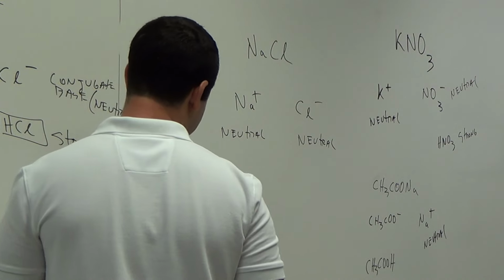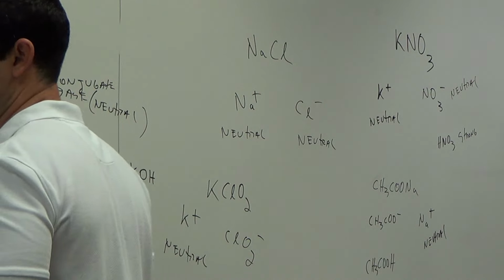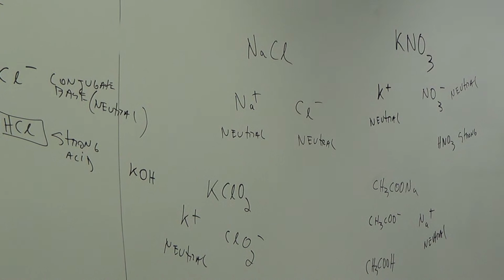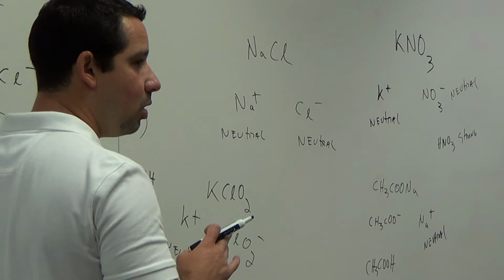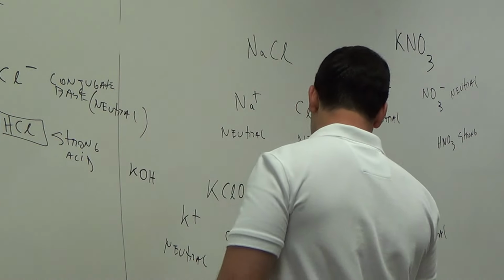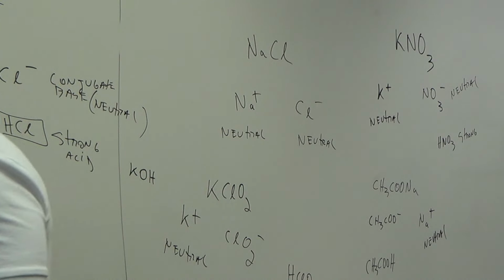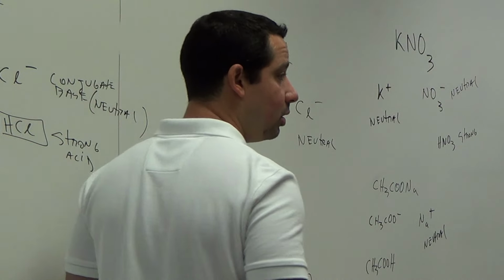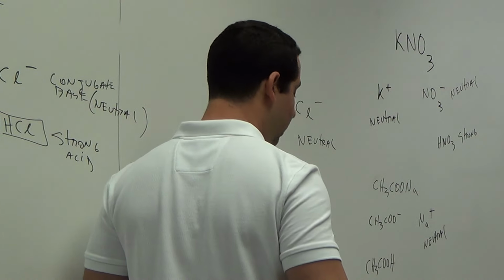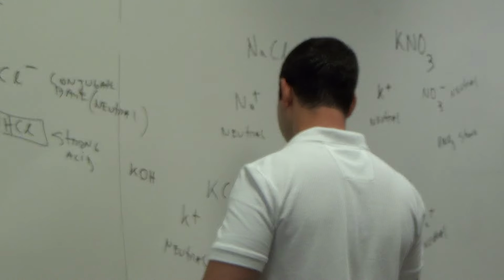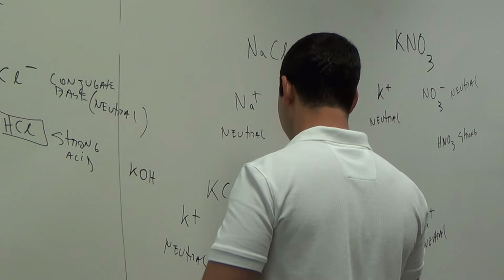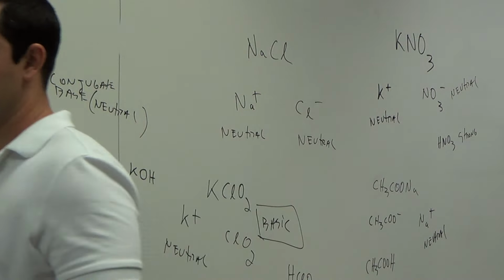What's this? ClO2 minus. Is that in the strong acid list somewhere? Have you ever seen something that resembles that in the strong acid list? No. The conjugate acid of this is HClO2. Is that a strong acid or a weak acid? That is a weak acid. How do you know it's a weak acid? It's not in the strong acid list. So as far as you know, this is a weak acid, so this solution here is basic.